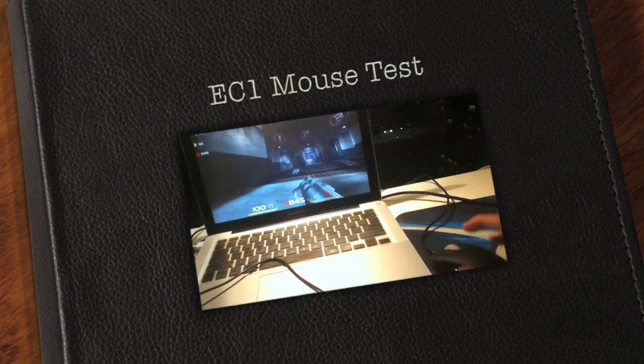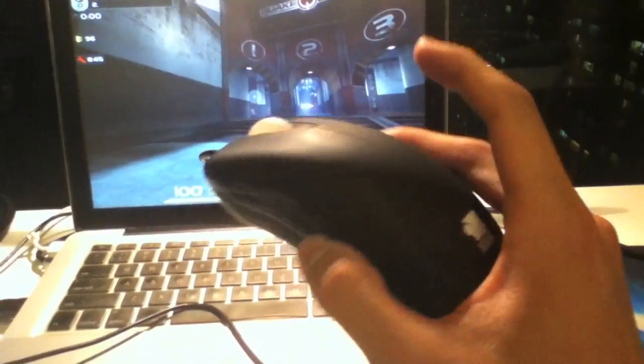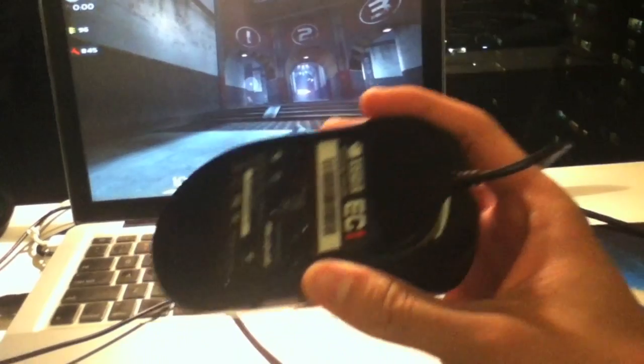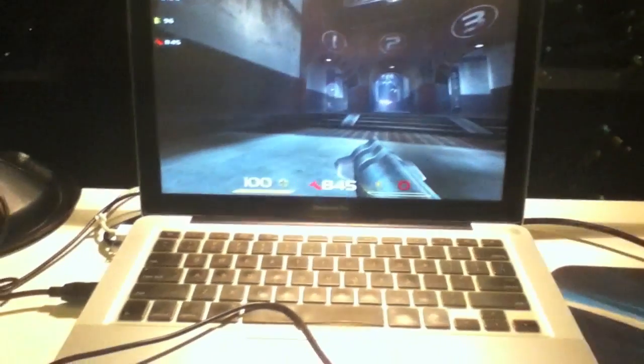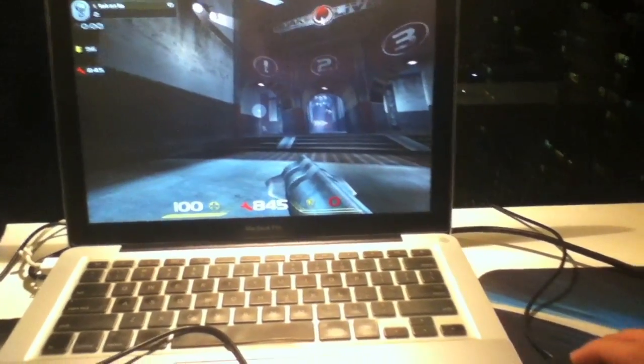Hey guys, welcome to the EC1 acceleration test and the Z-axis test. So here we go, just to test the mouse for acceleration.